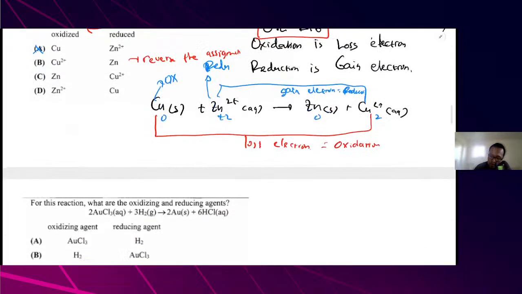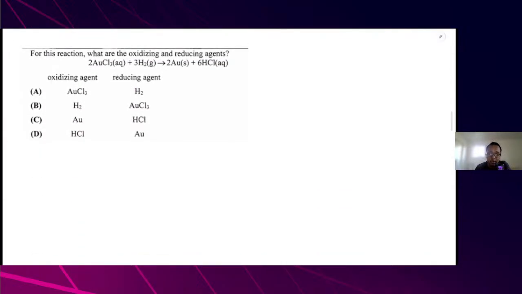All right, so now moving on to another part. This is the last study question, guys. The next part is the real exam question. So I will pause for a while, and then I will be back to finish the real exam. Okay, so now for this reaction, what are the oxidizing and reducing agents?